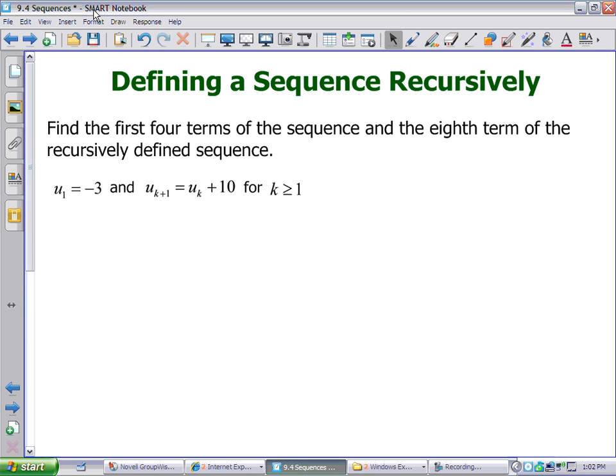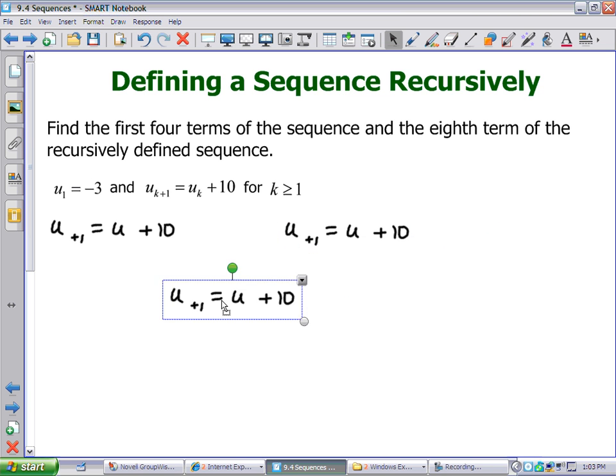You're always looking for a pattern, and with this one, they're telling you that you have u sub k plus 1, which means the following term is equal to the term that you have plus 10. Okay, so I'm going to write this down here where I've got u of k plus 1 is equal to u sub k plus 10. And I'm writing it like this because I am going to copy this because we're going to do this 4 times because it tells you that they want the first 4 terms plus the 8th term.